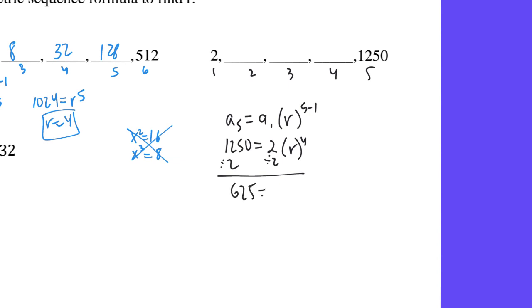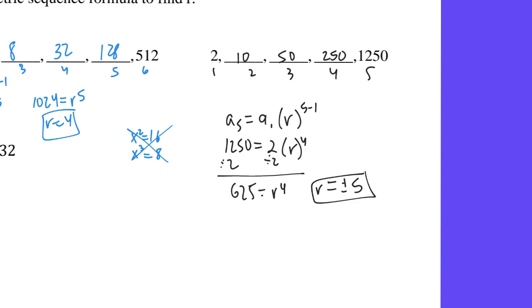625 is equal to r to the fourth. The fourth root of that is going to be 5, plus or minus. Okay, so even roots have 2 answers, and so you've got to take both roots. So times by 5, you get 10. Times by 5, you get 50. Times by 5, you're going to get 250. And then timesing by 5 again, you get 1250.